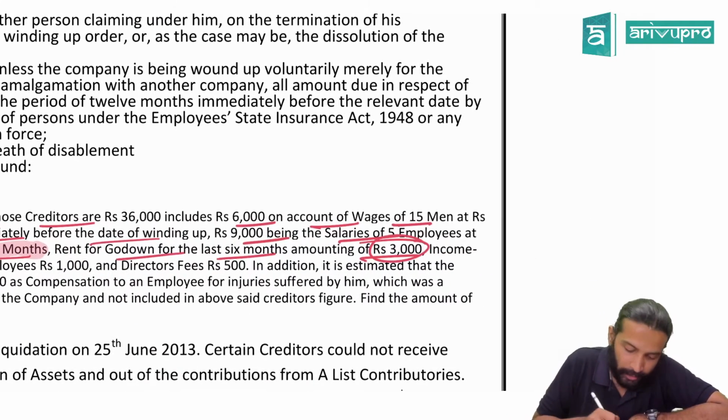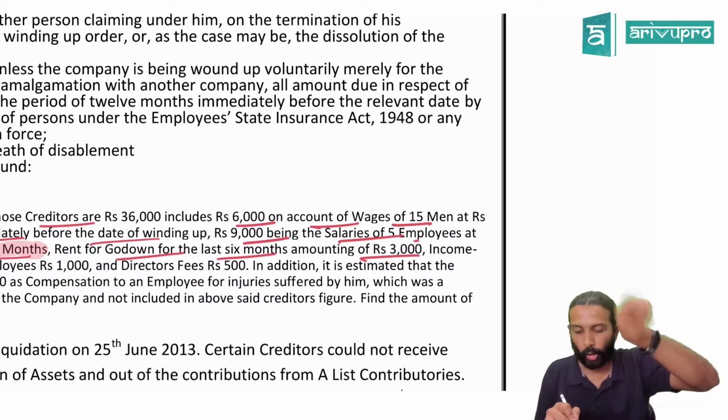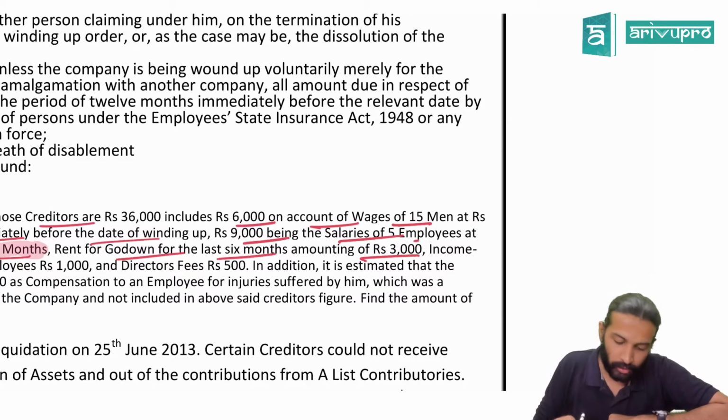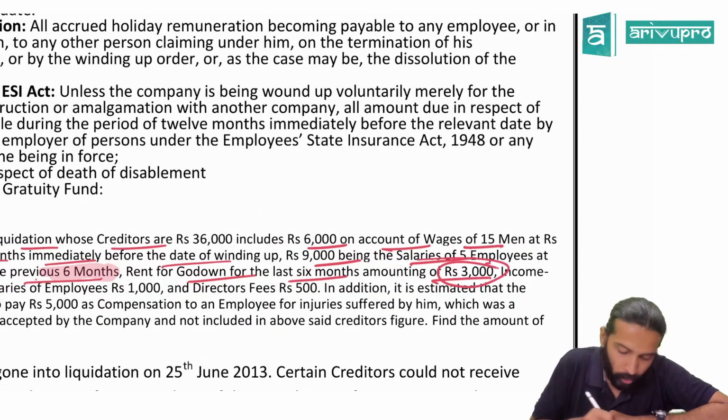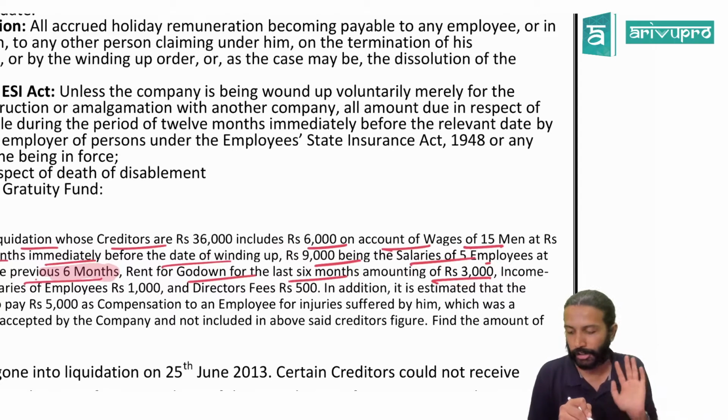How much have we not paid? 3,000 per month or total 3,000? Rent for the last 6 months amounting to 3,000. That means the total rent for the 6 months is 3,000.